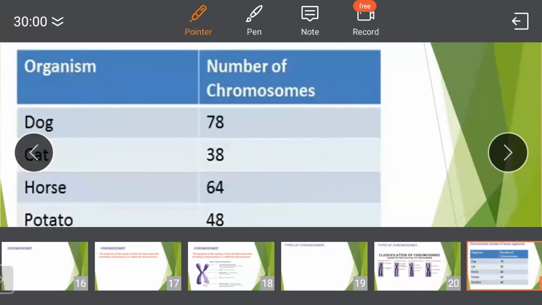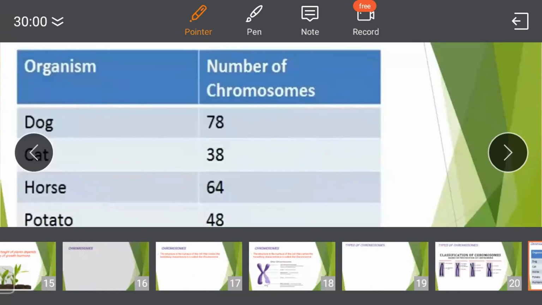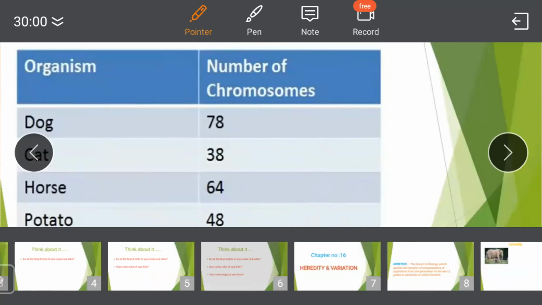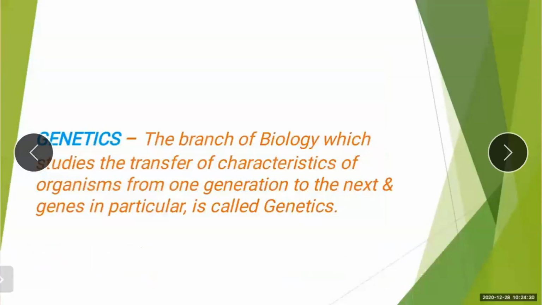So now we can take a quick recall of what we have seen today. Today we saw the definition of inheritance. What is inheritance? The tendency to transmit the variations from one generation to the next generation. It is called inheritance.